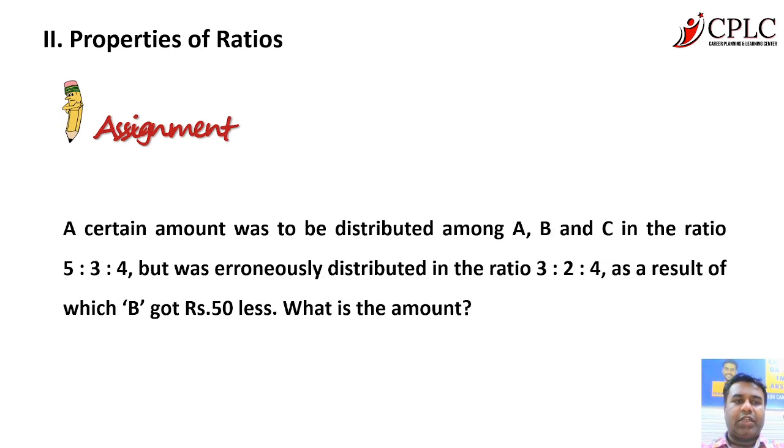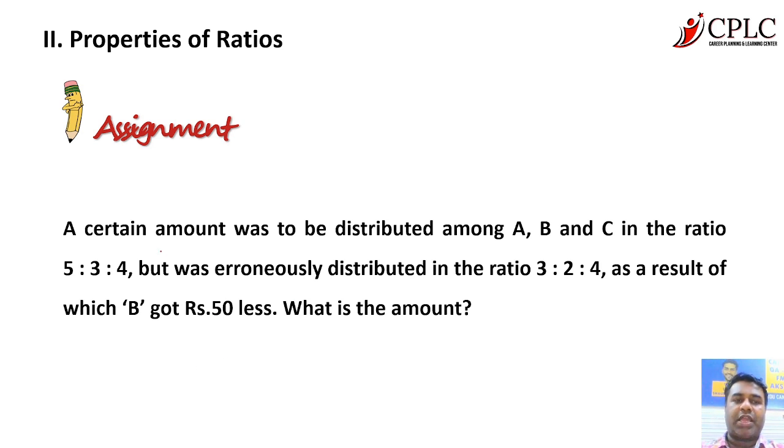Another question. A certain amount was distributed among A, B, and C in the ratio of 5 is to 3 is to 4, but erroneously distributed in the ratio of 3 is to 2 is to 4. As a result of which B got rupees 50 less. What is the amount? Now understand.